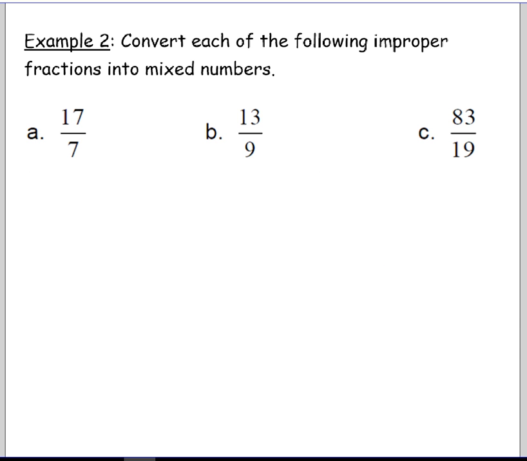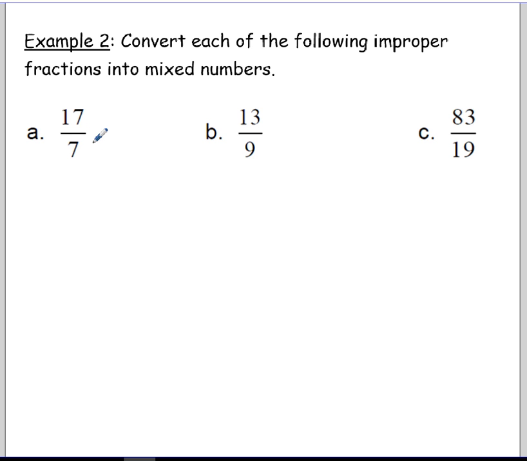So let's look at a couple examples for this as well. For example 2, we're going to convert each of the following improper fractions into mixed numbers. So again, improper fraction is when the top number is the same as or larger than the bottom number. So it's top heavy. And to do this, our first step is to divide. So we need to figure out how many times 7 can go into 17.